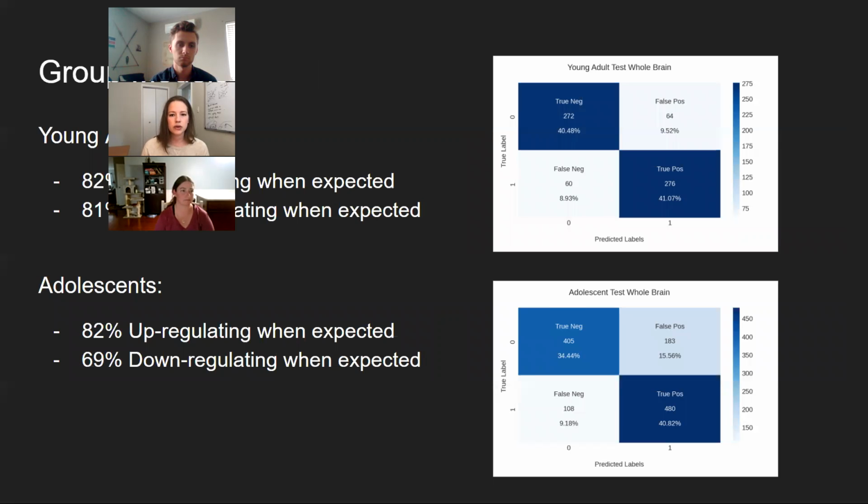One thing to note here is that we want to look at how each group was regulating in terms of upregulating or downregulating. And so young adults appeared to do better in terms of downregulating when expected. Adolescents are downregulating about 69% of the time when expected, and both groups are upregulating about 82%.